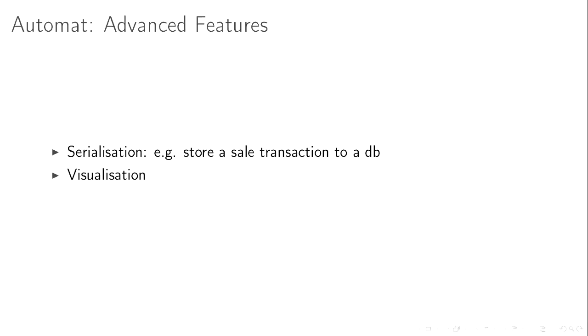Automat has some quite advanced features that you can use for some other things. You can serialize the state machine. Automat is kind of interesting in that it doesn't like you asking what state the machine is in. It considers that internal state and it's hidden from you.